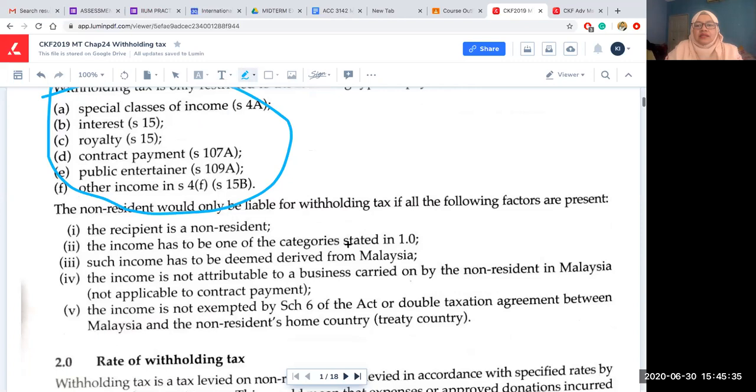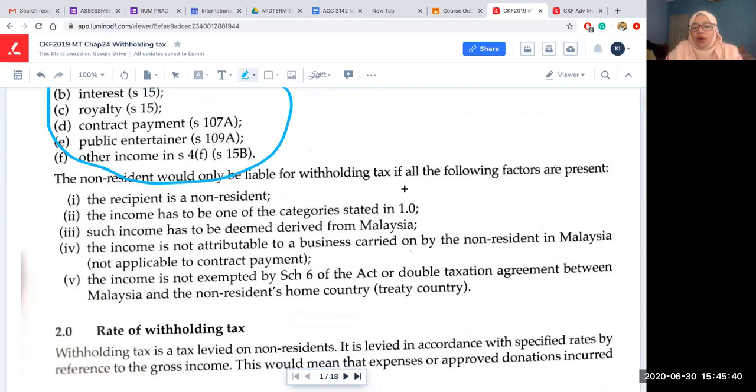But is everyone, are all non-residents liable? Depends. Only if all of the following apply. Number one, of course, he is a non-resident person. So if he is not a non-resident, then it is not subject to withholding tax, right? So you have to check whether the person is resident or non-resident. Number two, the income has to be one of the categories stated. So it means that it has to be only this kind of income.